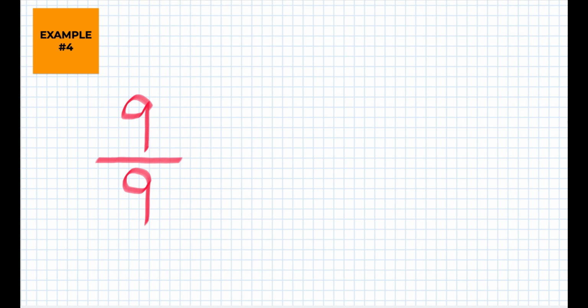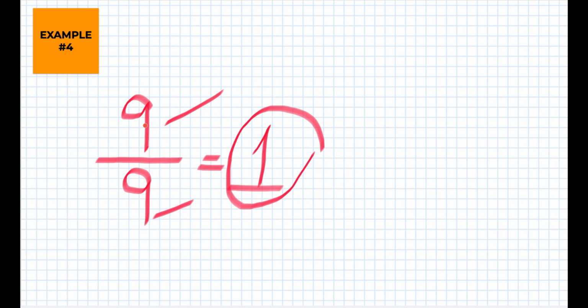Now, whenever the numerator and the denominator are equal, they are also an improper fraction. To change that into a mixed number, we cannot change it into a mixed number. Instead, the answer will always be 1. Again, whenever the numerator and the denominator are equal, automatically the answer is always 1. 9 divided by 9 gives us 1.